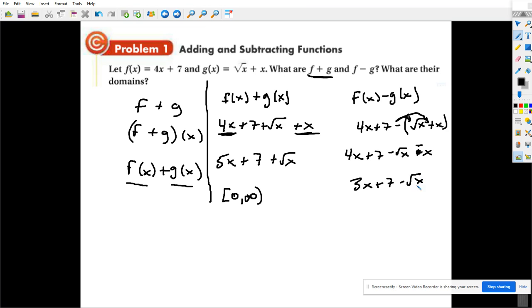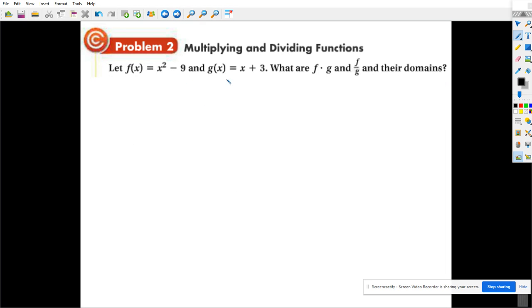And what values would make it negative? It's any number less than 0. So the domain would start at 0 and go to positive infinity. All right, let's take a look at another problem here where I'm asking you to multiply and divide.